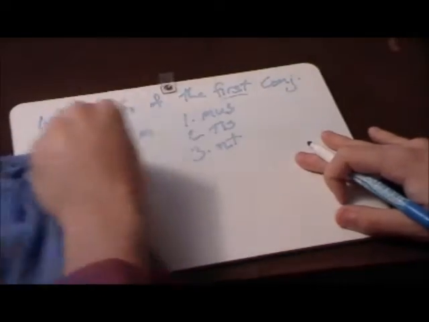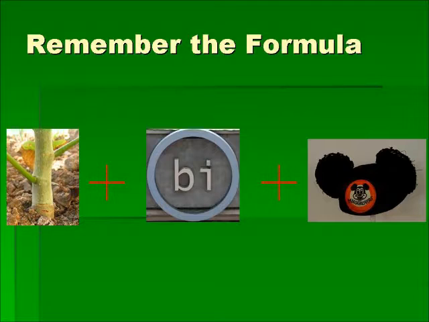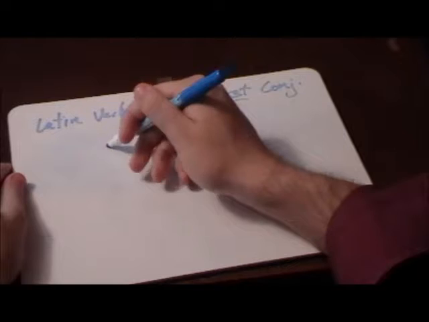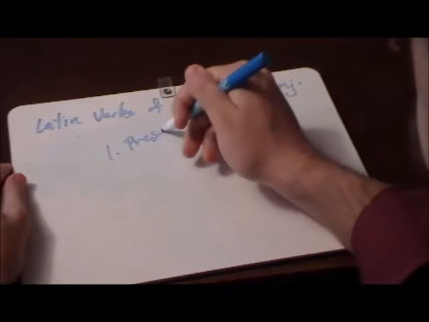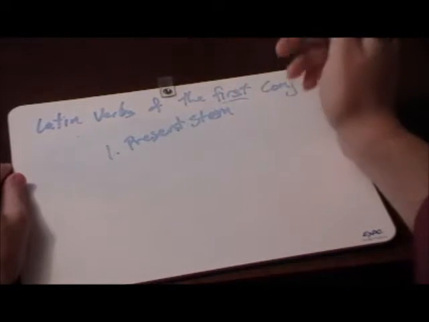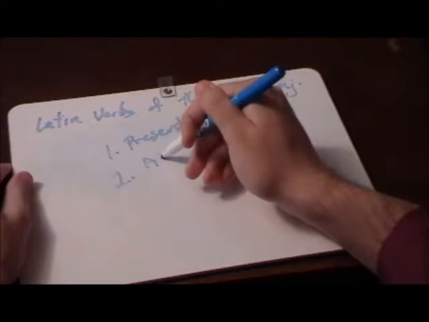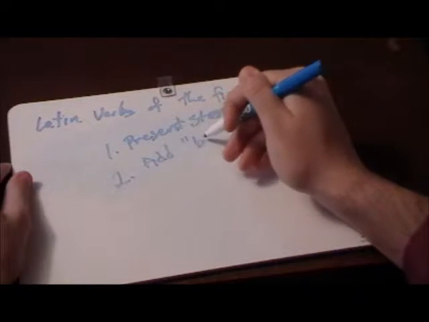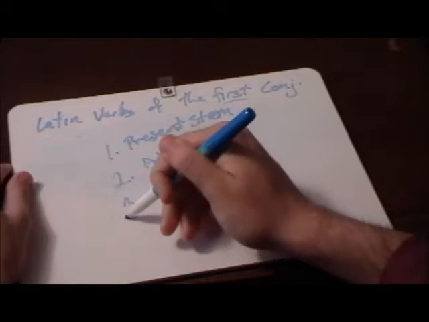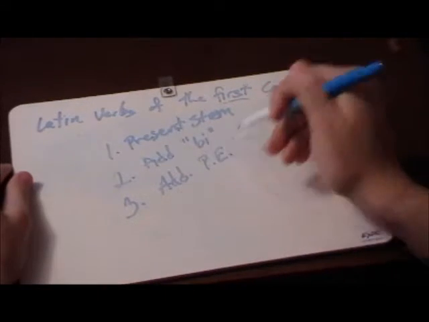So let's review the steps one more time so we remember these. These are very important. So step 1, find the present stem, which you got by taking the RE off of the second principal part. Step 2, add a BI, which is called your tense indicator. Step 3, add your personal ending.